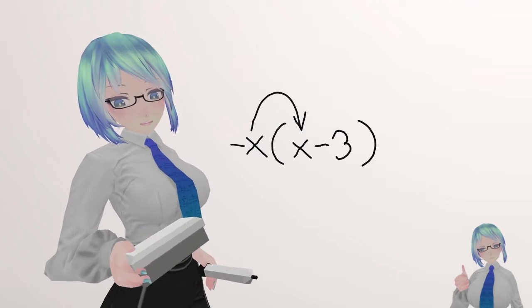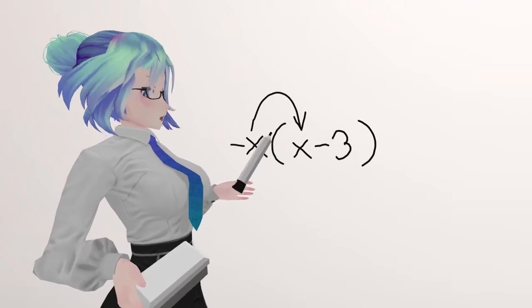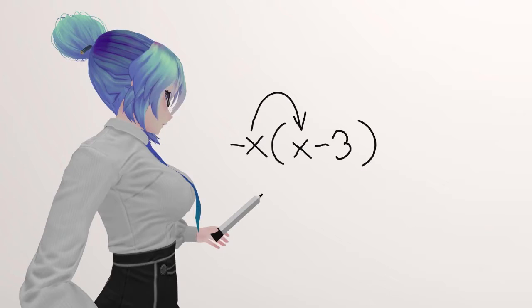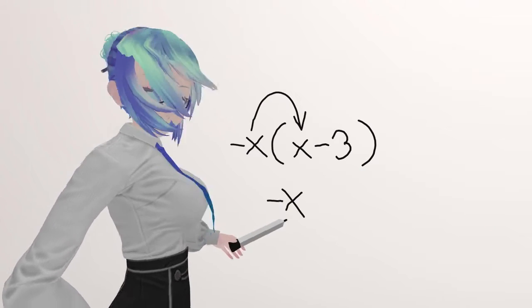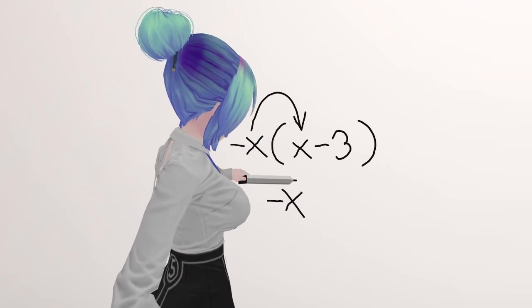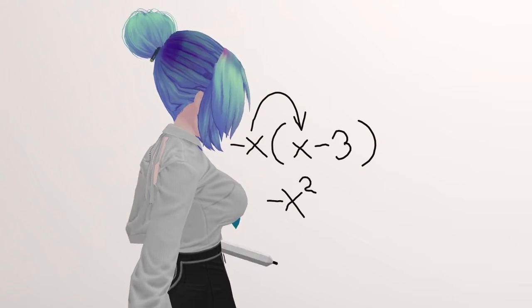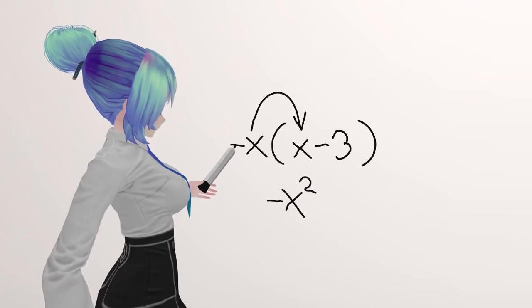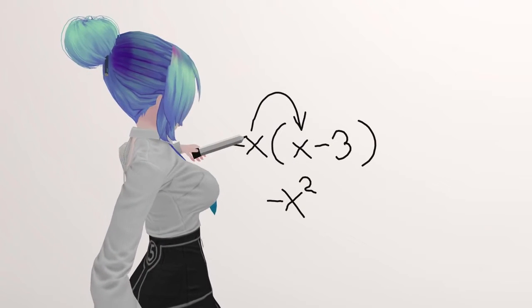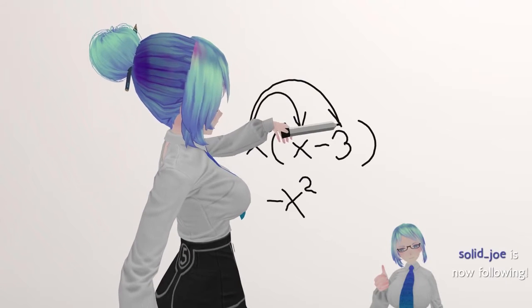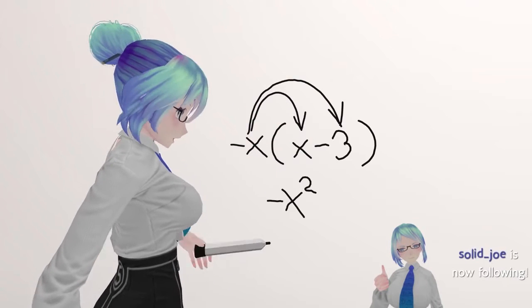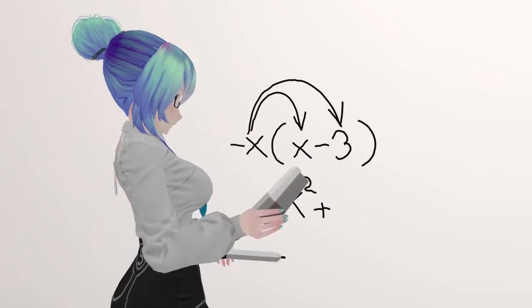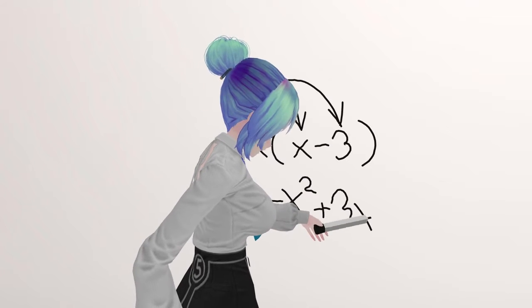This is really basic stuff, guys. I'm not going to cover this. You should know that a negative times a positive is a negative. So we get negative x squared, right? Now the next one, be careful, negative times a negative 3, which means the negatives cancel out, giving us a positive 3x.